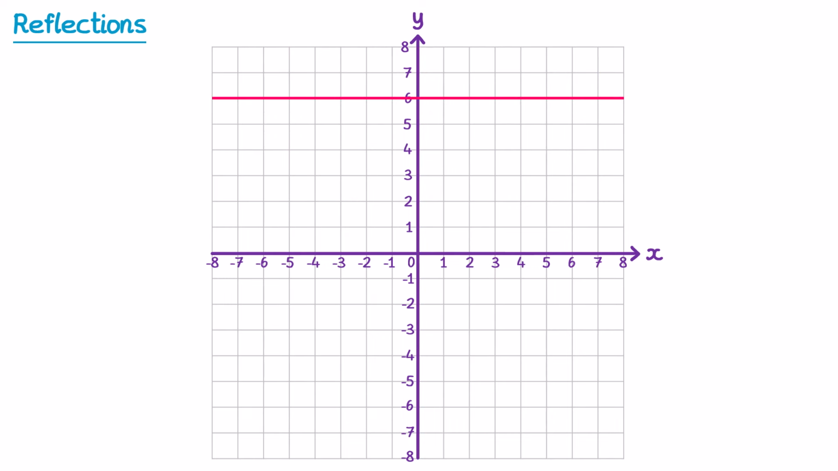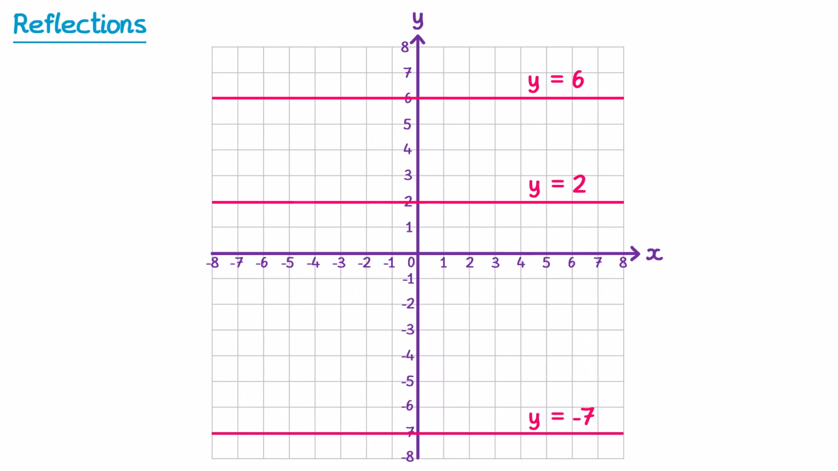For example, this line here. All of the points on this line would have a y-coordinate of 6, so its equation is y equals 6. Notice how it crosses the y-axis at the point 6. This one's equation is y equals 2, because it crosses the y-axis at 2. This one's equation is y equals negative 7, because it crosses the y-axis at negative 7.